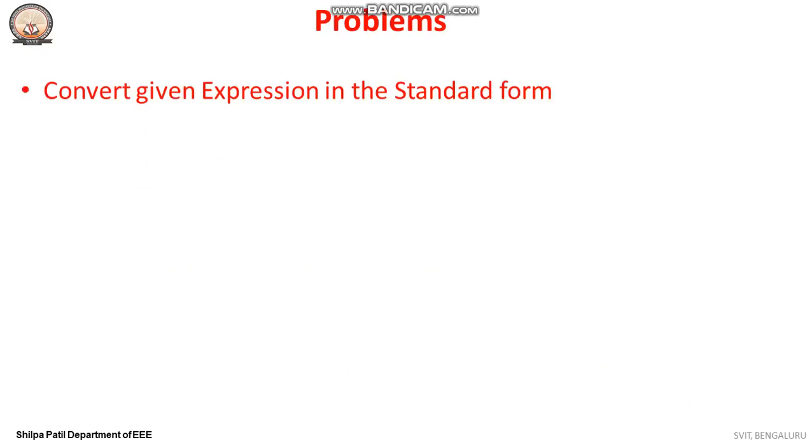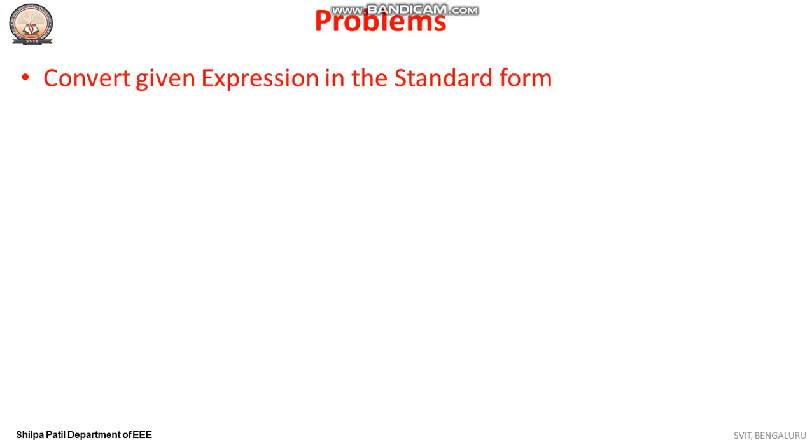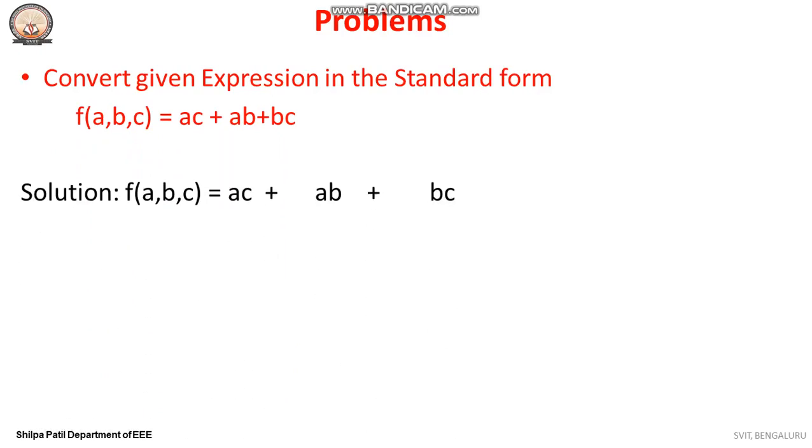We'll take another example here. Convert a given expression into standard form. f of ABC is equal to AC plus AB plus BC. So what is my first step, students? First I have to find the missing literal, right? In the first product term, B is missing. In the second product term, C is missing. And in the third product term, A is missing.